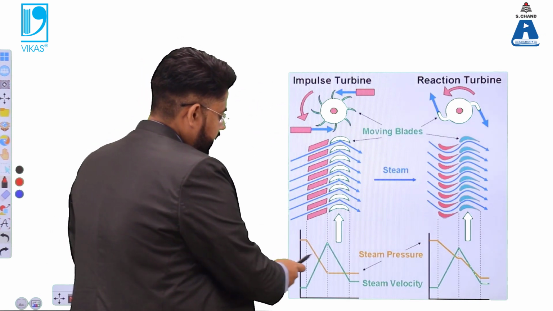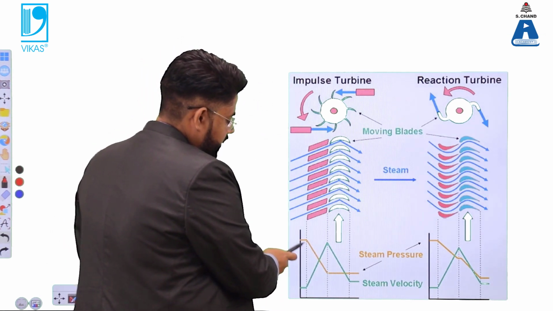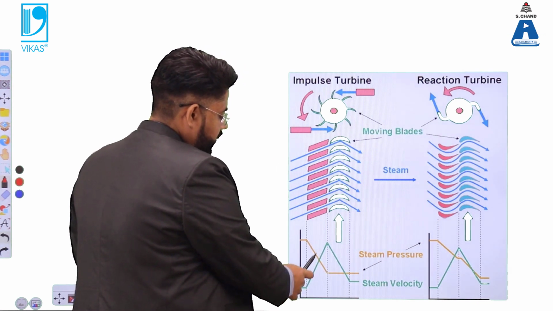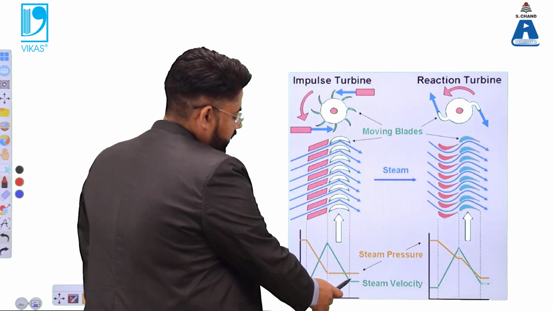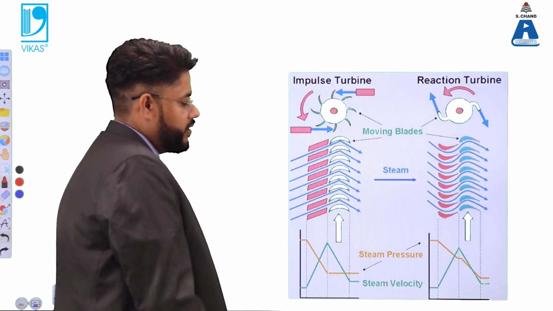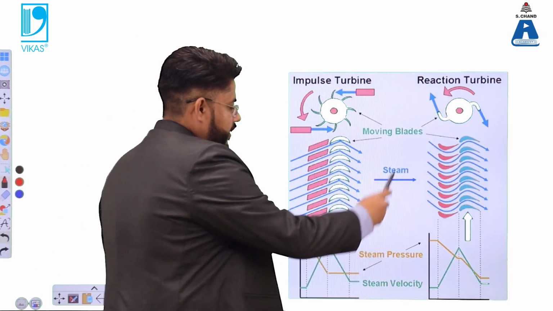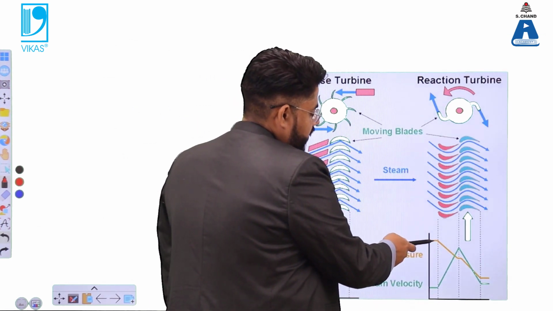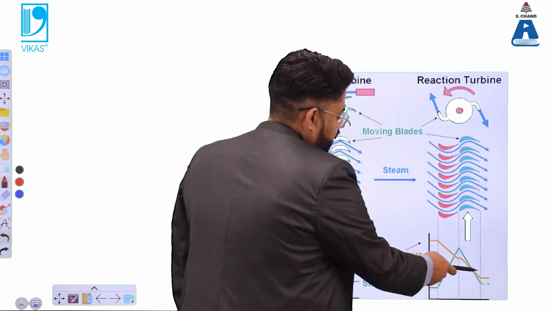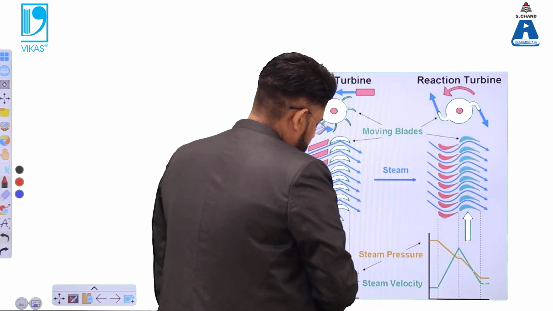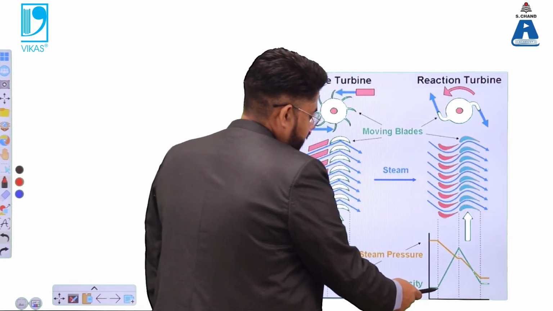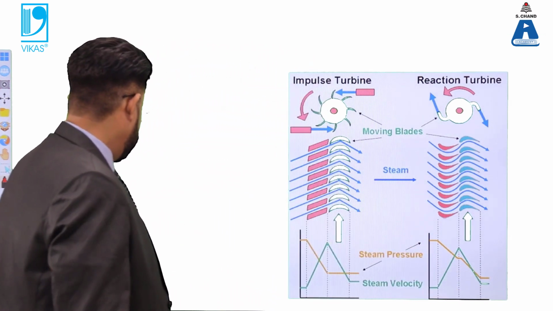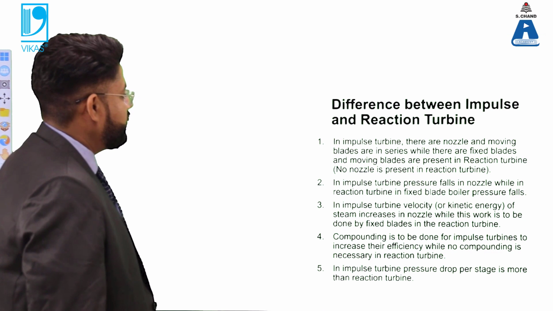So this indicates that the steam pressure initially drops and then becomes constant, and the steam velocity increases and then decreases, and then finally it becomes constant. Whereas in case of the reaction turbine, you have another aspect. You have constant pressure initially, then the pressure drops up to a certain stage. Herein the velocity increases and then it decreases to a certain extent. So this is the particular case.